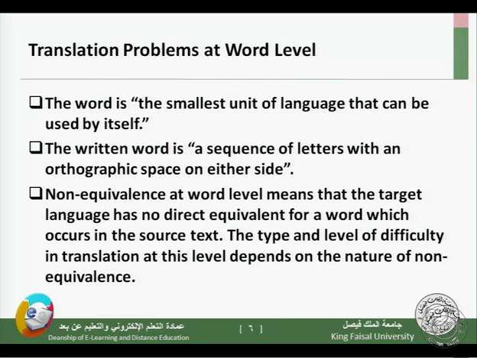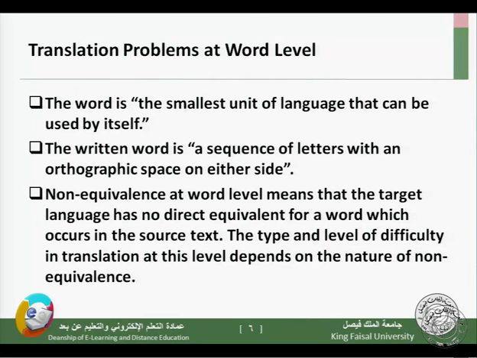Another definition of word, they say, is a sequence of letters with an orthographic space on either side. It means a word written here on paper that you can see. A sequence of letters. Come, C-O-M-E, four letters. Sequence: 1, 2, 3, 4. This is what it really means.